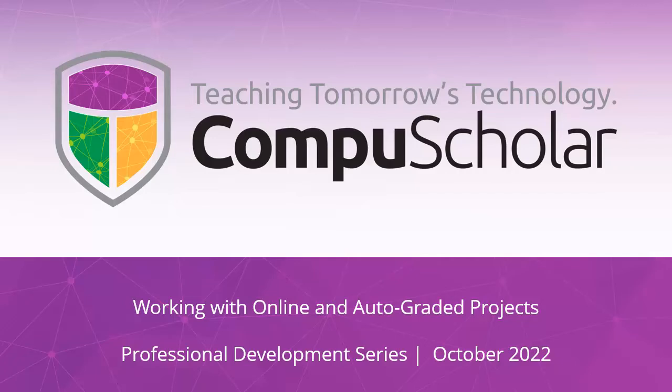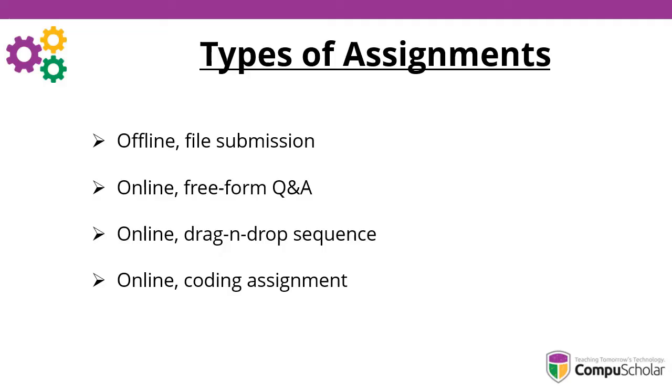Today we're going to explore some of the different types of online and auto-graded projects that you'll find within CompuScholar's courses. Broadly speaking, there are 4 different general types of assignments that you'll find in different courses. The first is an offline or a file submission based assignment.